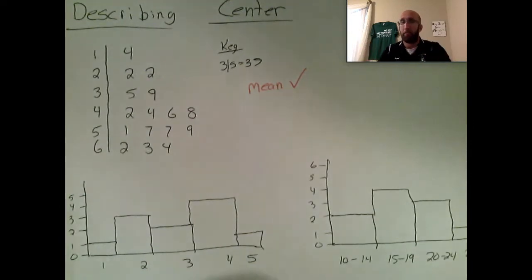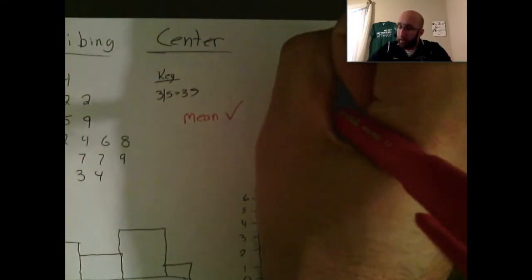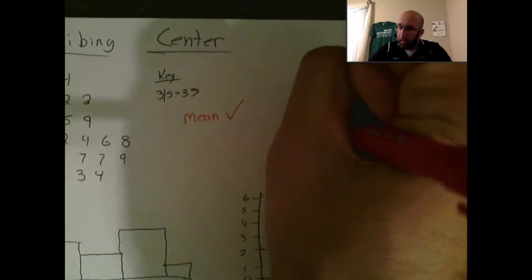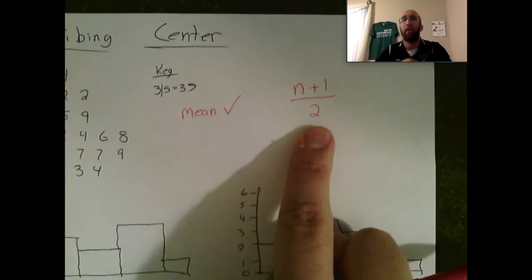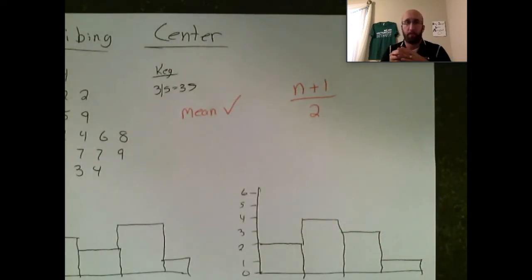Now a median, remember, an easy way to do a median is if you know the total number of data points, you add 1 to it and divide by 2. That is going to tell you the location of the median. Then you just count through and find that spot. It tells you the location of the median. It's not the median itself, it's the location.